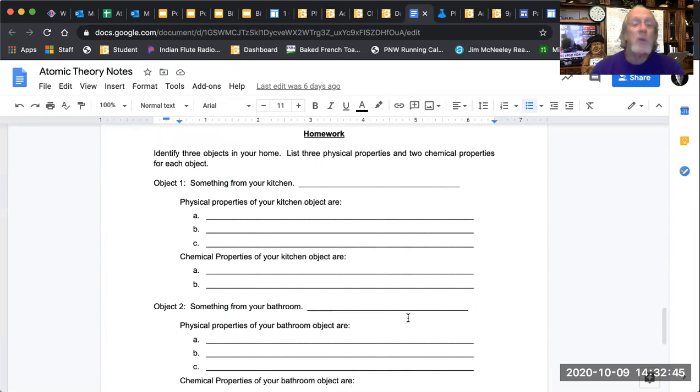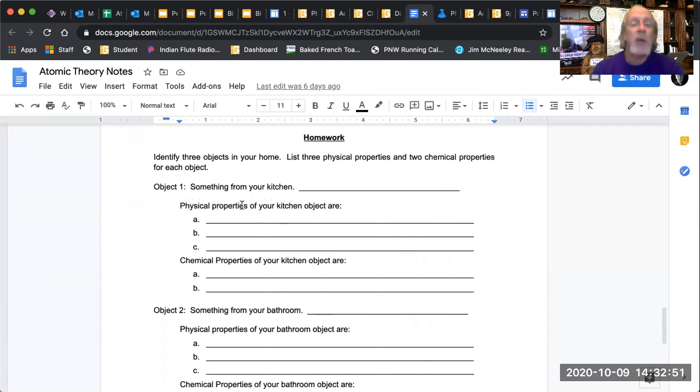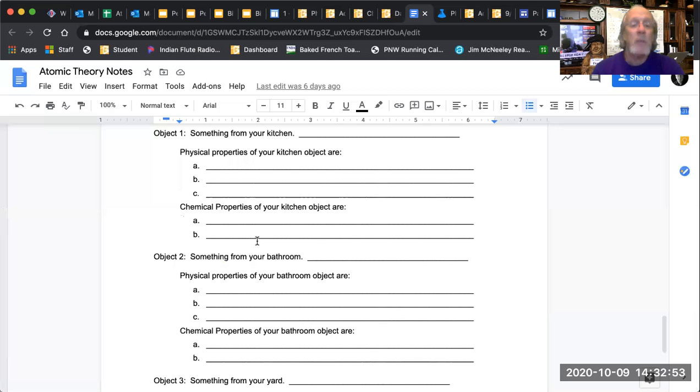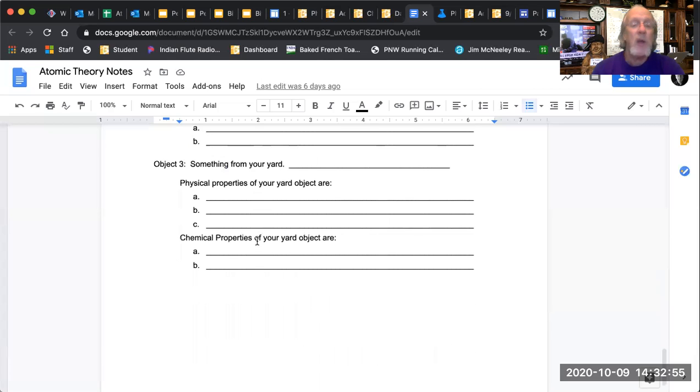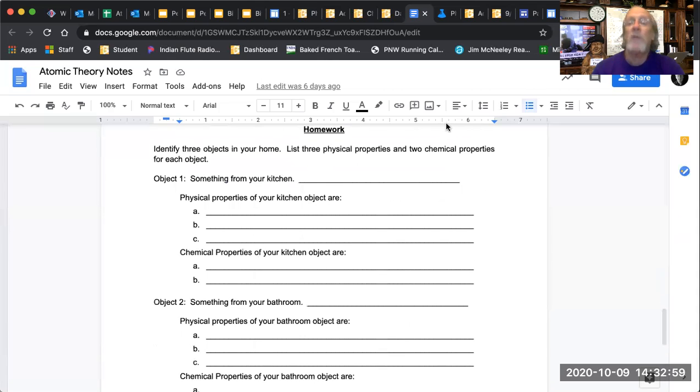So what you're supposed to do for some homework is go to your kitchen, go to your bathroom, go outside, and find an object and list some physical and chemical properties. By the time you're done, you should have 3 sets of properties, one for each one of those. So that's what we did that first day of our new unit.